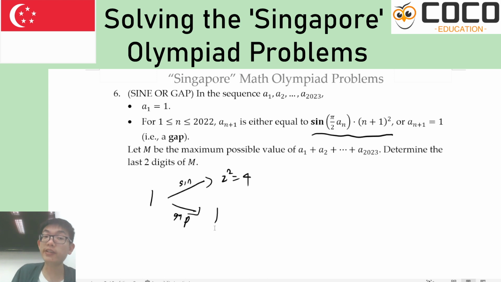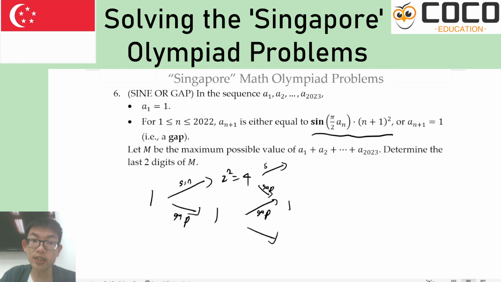Now we can ask ourselves, why would we want to stay at 1? Well, that would depend on the next step. Now for the next step, we obviously always have 1 as an option. But the sine will look different each time. Now if this is 4, then sine 2 pi is 0. So this would send you to 0. If this is 1, then you're going to get, now n is 2, so you get 3 squared, which is 9, and this is a little bit better.